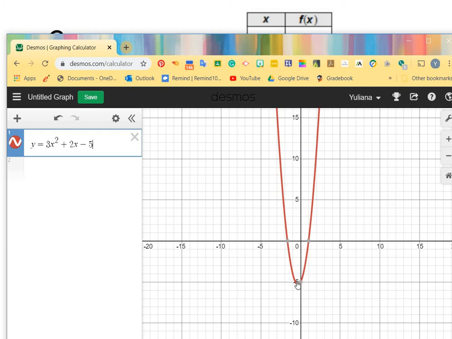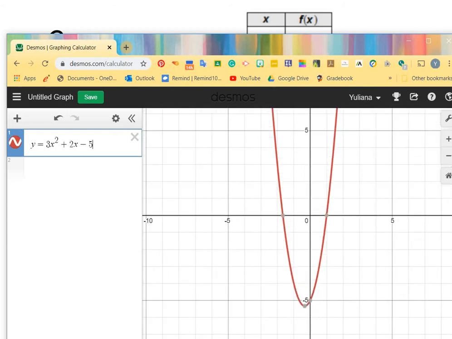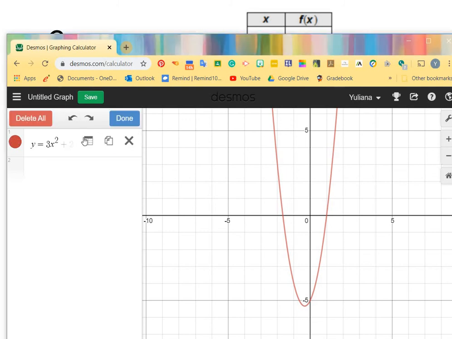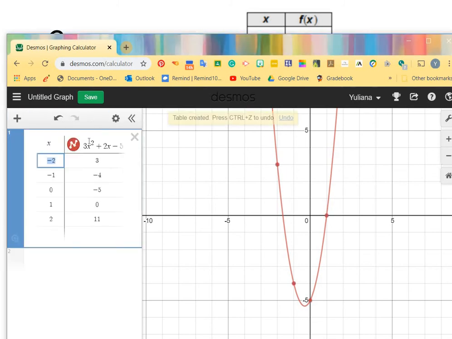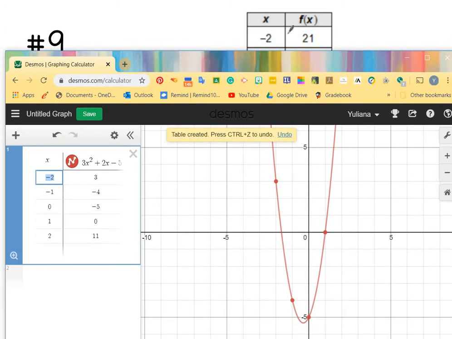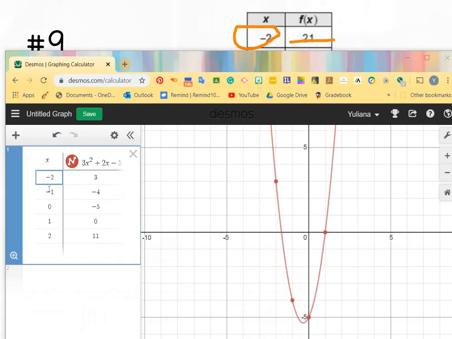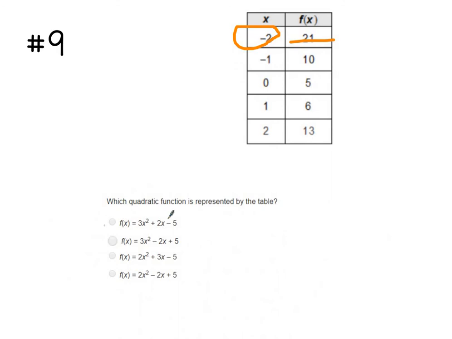So if I look at my Desmos graph, you actually have the option to look at a table. You're going to click on this little edit list, and then click on convert to table. All I want to see is, do these values match up? Notice this one is negative 2, 21, but on my Desmos graph, I have negative 2, 3. That tells me that these do not match up, so I'm going to go ahead and eliminate this one.